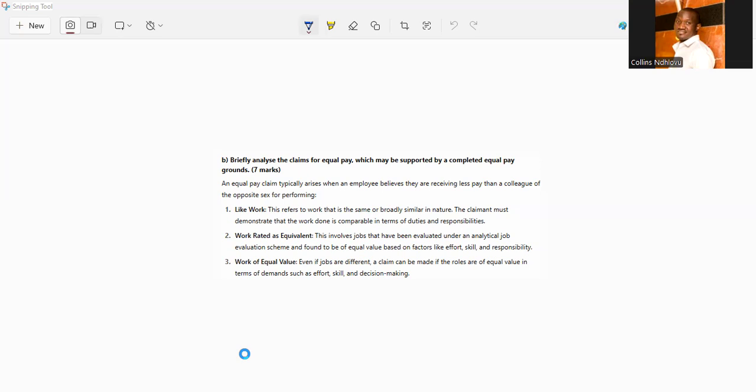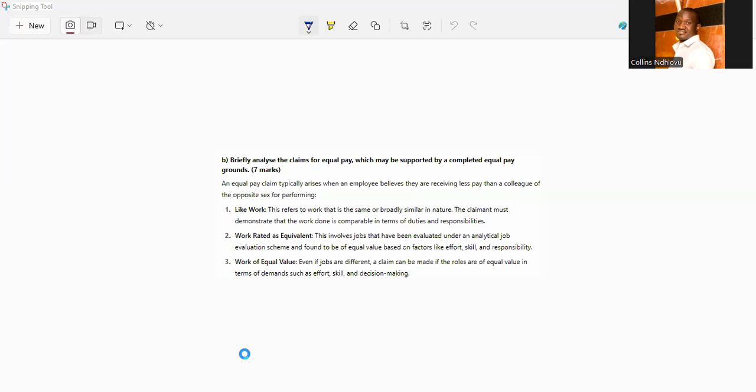The other one is work rated as equivalent. Sometimes jobs are compared using a system called a job evaluation scheme. This scheme will check how much effort the job requires, what skills are required and what responsibilities. If the system shows that these two jobs are equal, but the woman is being paid less, then it will be substantiated in terms of claim that she can claim for equal pay. All right, are we following?